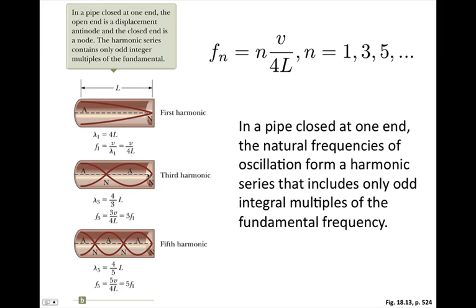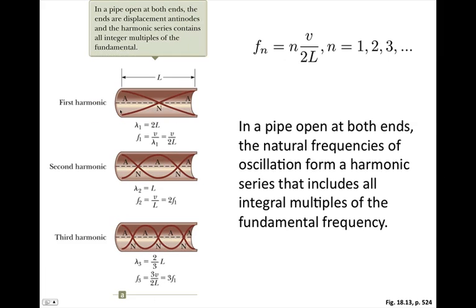Now, we call the next harmonic the third harmonic, and it's when we have 3/4 of a wavelength in the pipe, in which case L is equal to 3/4 of a wavelength, and so the frequency of our third harmonic, f3, is equal to 3 times the frequency of the first harmonic. And for the fifth harmonic, we have 5/4 wavelengths in the pipe, and the frequency of that harmonic is 5 times the frequency of the first harmonic.